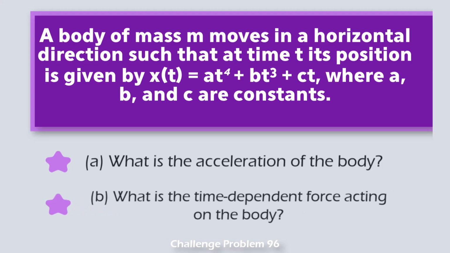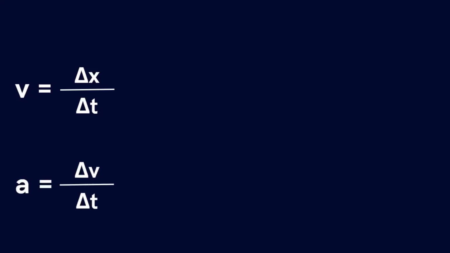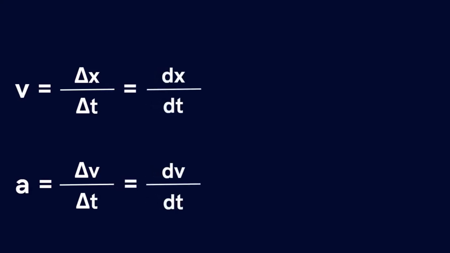To solve this problem, we need to go back to the beginning of university physics, where we learned that velocity is equal to the change in x over the change in time, and where acceleration is equal to the change in velocity over the change in time. We also learned that we can use calculus to solve for velocity and acceleration, where velocity is equal to dx over dt and acceleration is equal to dv over dt. We can use these equations to solve first for velocity, then for acceleration.